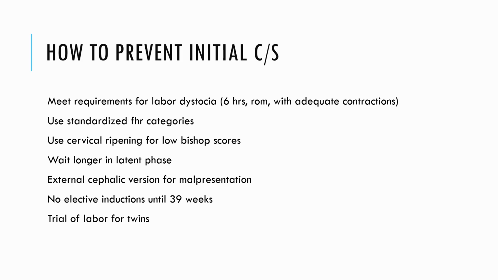Letting women wait longer in the latent phase, the early phase of labor, letting them continue in this phase for up to potentially 24 hours. If the baby is found to be in a breech presentation or a malpresentation, offering an external cephalic version before she goes into labor to help get the baby in the correct position. They encourage no elective inductions before 39 weeks. They're also encouraging patients pregnant with twins to try labor, especially if the presenting twin is in a cephalic position, to see if they can deliver vaginally that way.